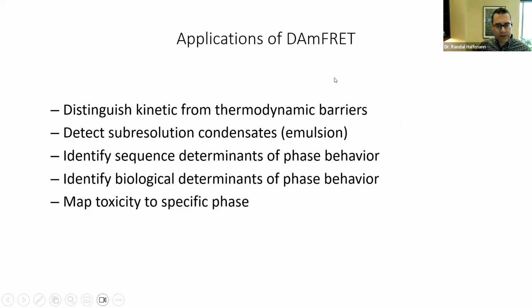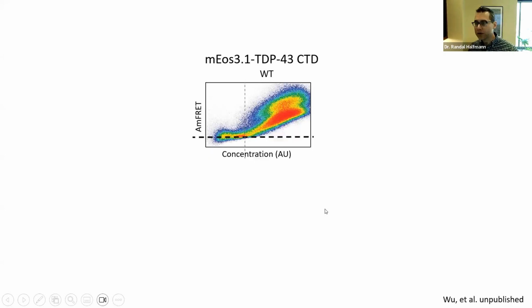And so now some of the fun things that we've done since developing these tools is we can now distinguish kinetic from thermodynamic barriers. We can detect sub-resolution condensates, identify sequence determinants, biological determinants, and map toxicity to specific phases. And I want to go through a few examples showing you how that works.